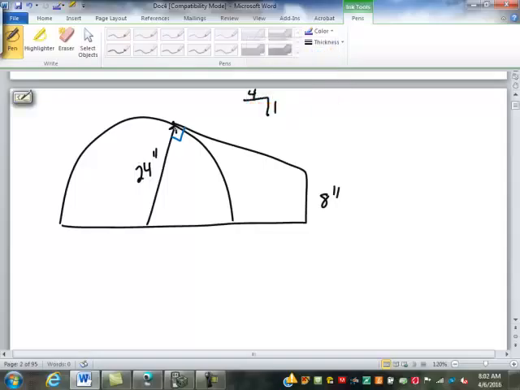So now the next thing I'm going to do is I'm going to drop this down here. I'm going to cut this across here. This angle right here is going to be the same as the angle formed by this aspect ratio, a 1 in 4. So this angle here is the inverse tangent of 1 over 4.